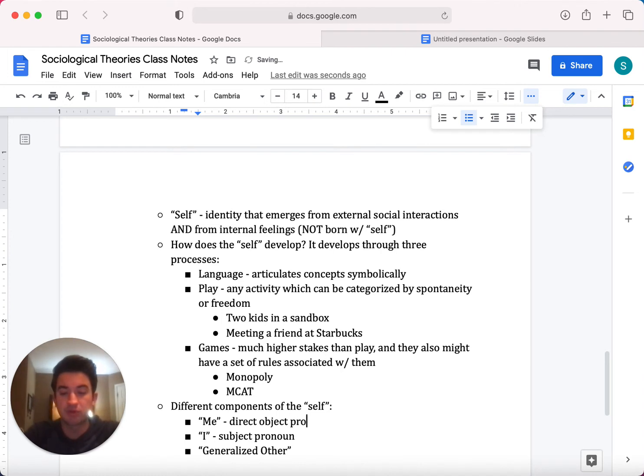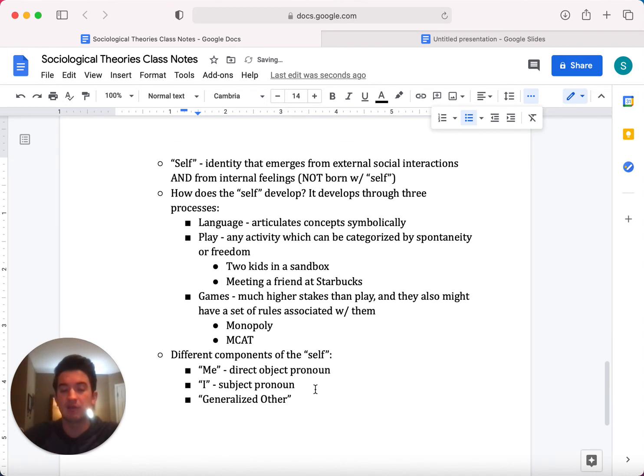This is why I remember it like this, because identifying that these are subject and direct object pronouns helps us figure out what the I and the me actually represent in terms of the self.